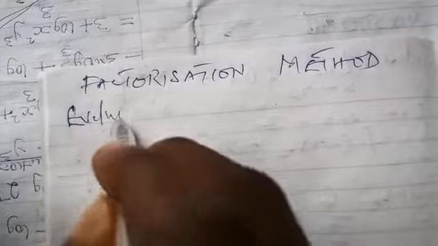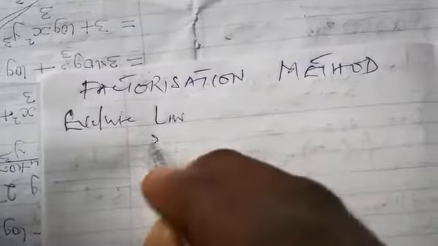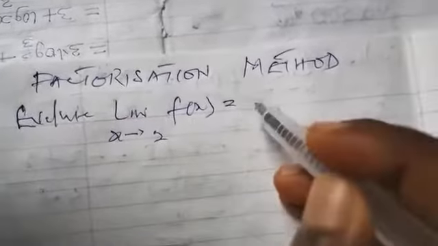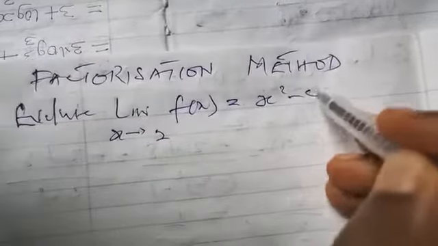In the previous video we talked about limits and functions of single variable by direct substitution method. In this case we are going to try the next method, which is by factorization method. Let's say we are given to evaluate the limit as x tends to 2 of the function f of x, x squared minus 4 over x minus 2.